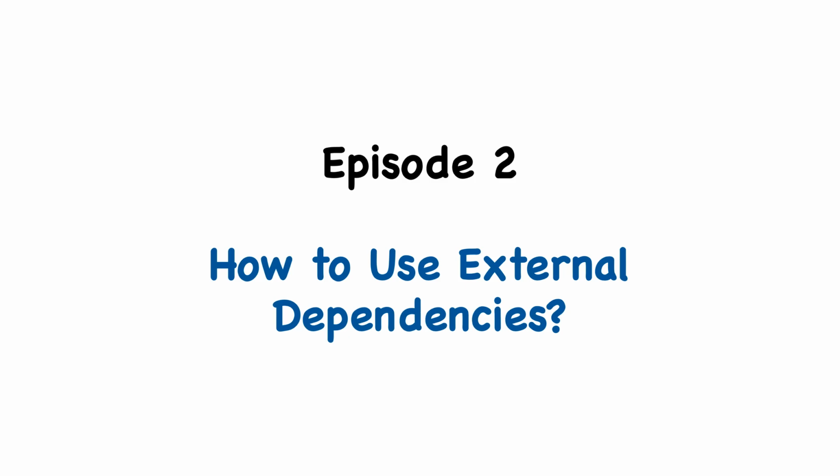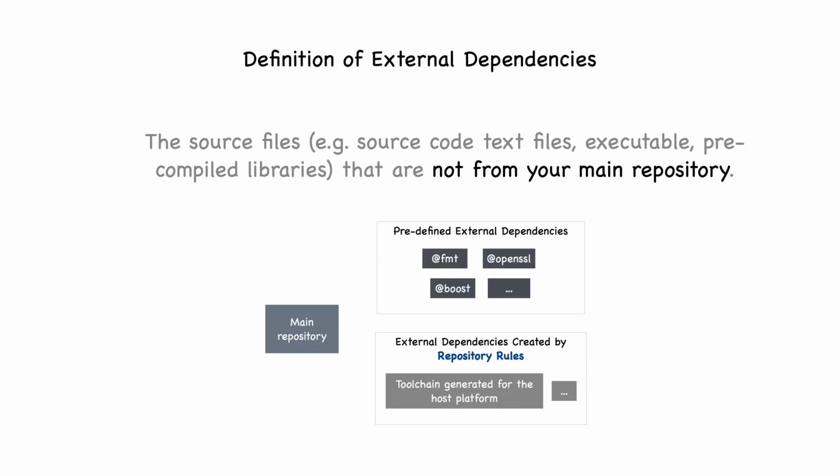Today we will talk about how to use external dependencies in Bazel. In Bazel, everything not from your main repository is called external dependencies. The external dependencies can be further categorized into predefined external dependencies, such as the source code from GitHub or your local computer, and the external dependencies created by the repository rules.